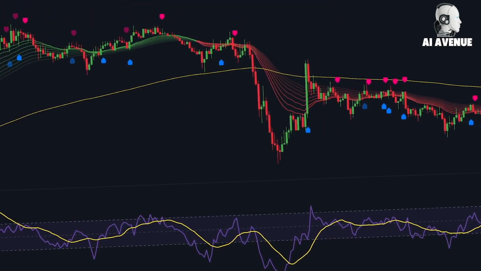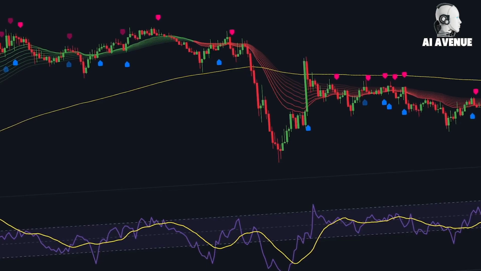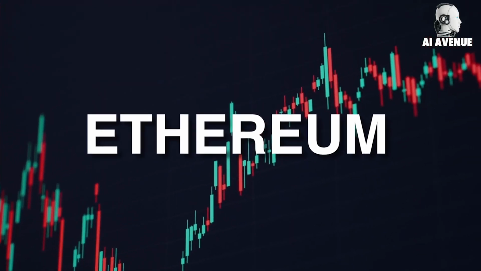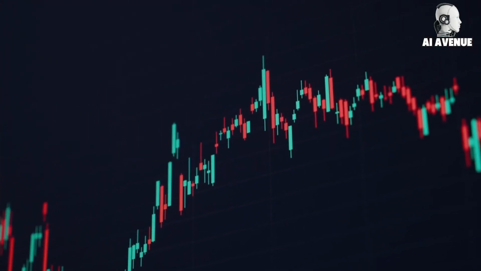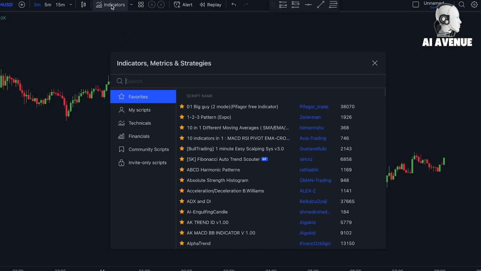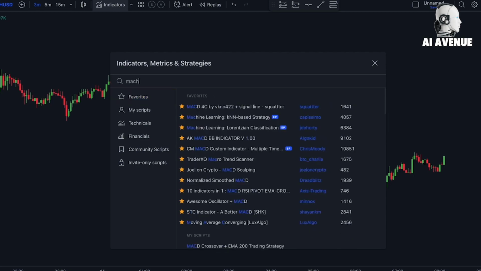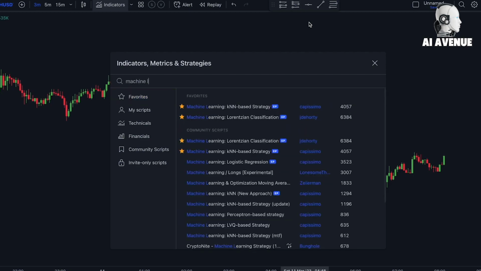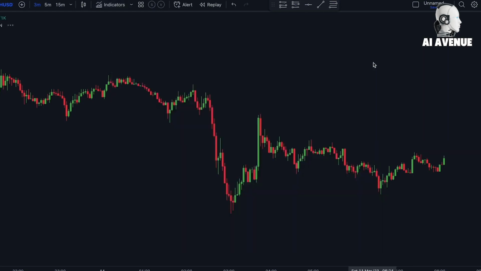To check if the strategy actually works, I will test it 100 times. For that, I will use the price of Ethereum on a 3-minute time frame. But before I do that, let's actually open the charts and add the indicators. So the strategy includes 3 free TradingView tools. I will explain how each indicator works as we add them one by one. Starting from the first indicator, let's add the machine learning KNN-based strategy. Let's thank the creator, Capissimo, for this amazing indicator.